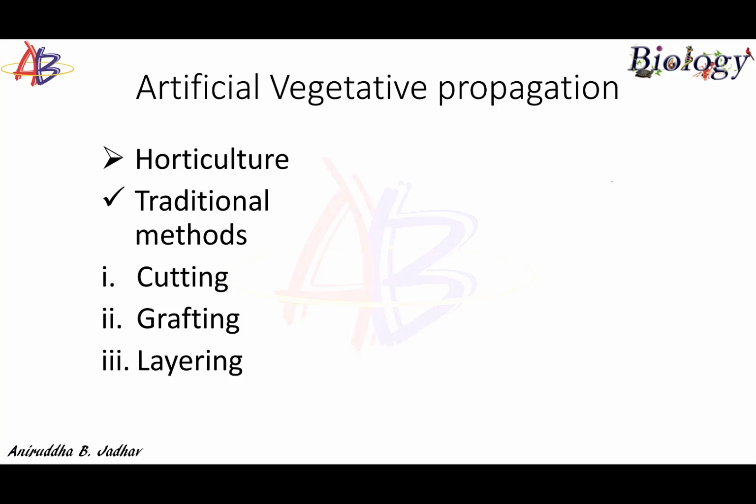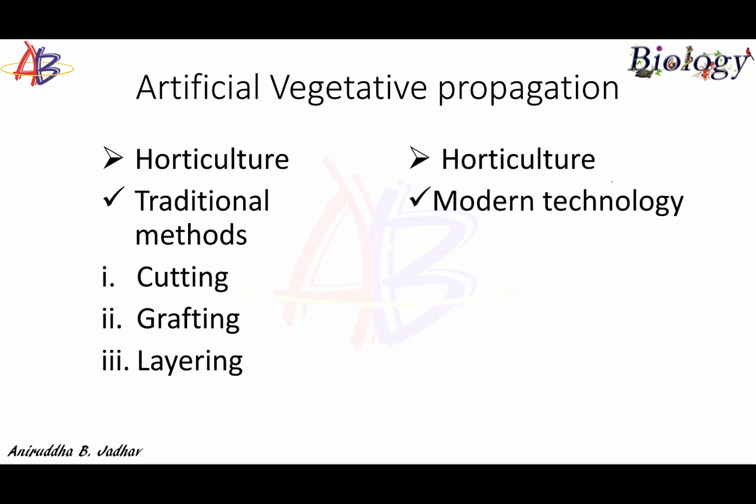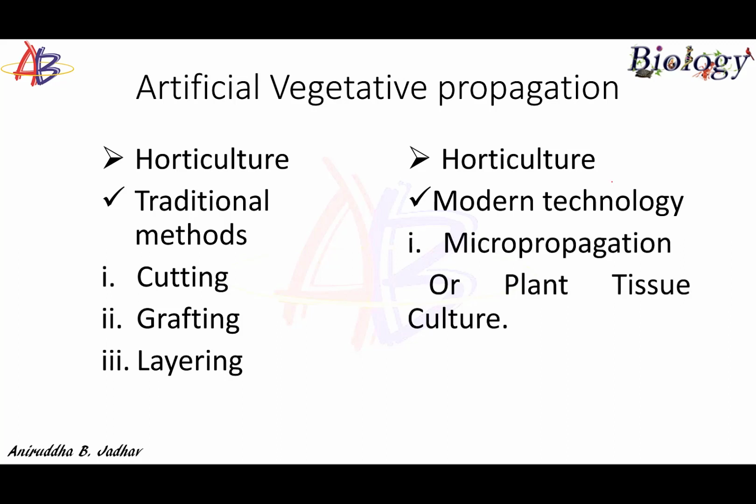The second type of artificial vegetative propagation is modern technology. Micropropagation and plant tissue culture techniques are generally used to improve crop varieties and to improve the yield or production of various crops. These techniques are referred to as modern artificial vegetative propagation techniques.